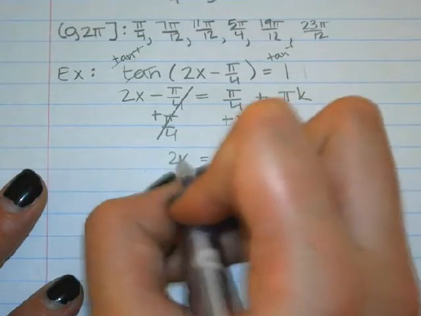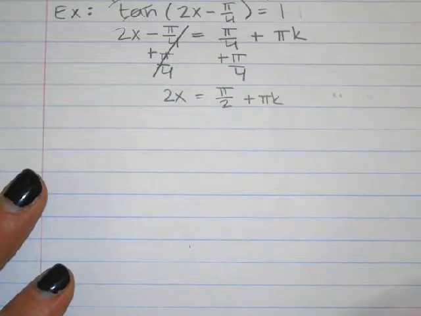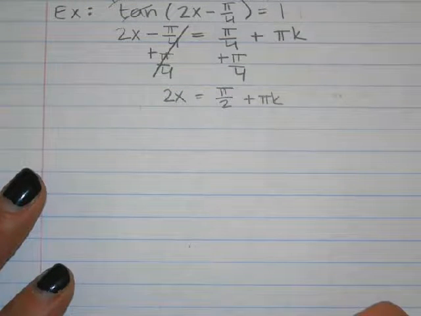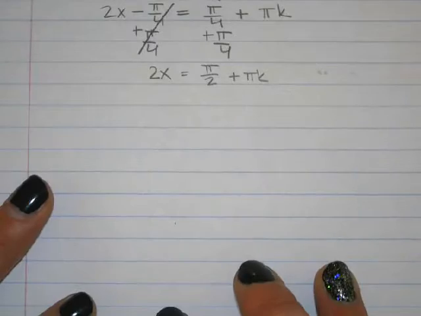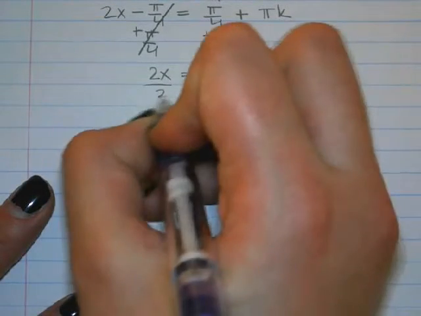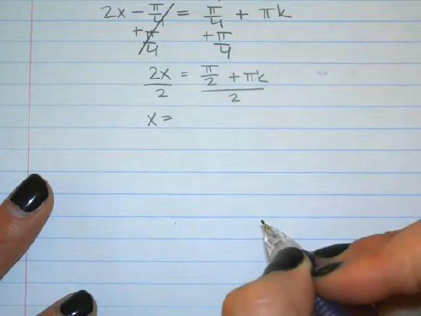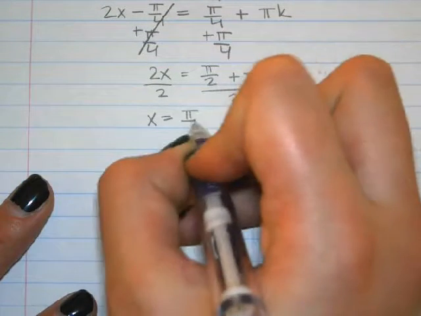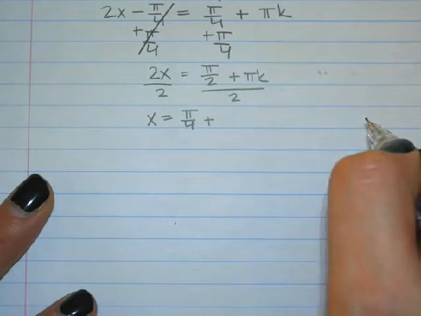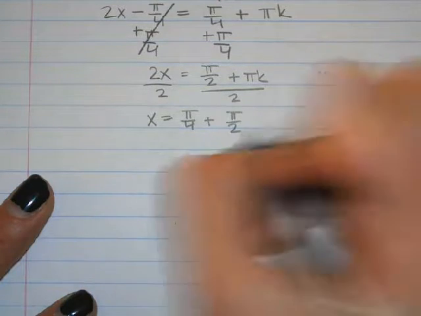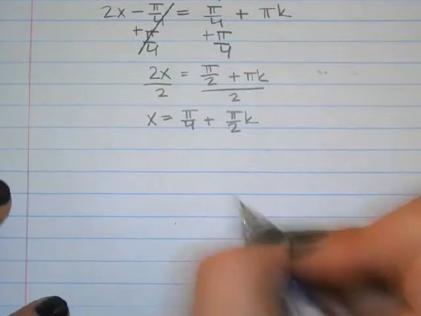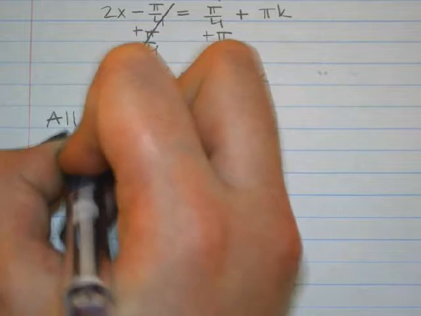So we had a slightly more difficult step to get started with, but now this is just like the other problems we did. Okay, so what do I do next? Divide by 2. X equals pi fourths plus pi halves. Okay, so this is our all solutions answer.